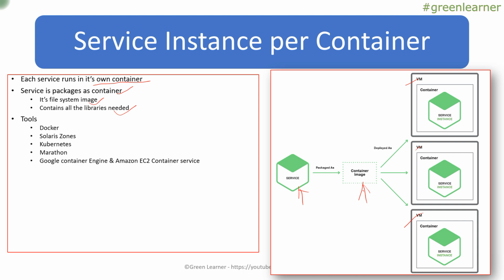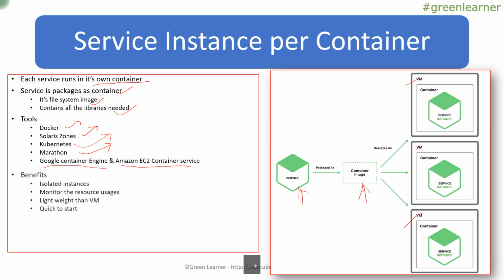There are different tools for this container technology. The first and very popular one is Docker. Then we have Solaris Zones as well. We have Kubernetes, which is the orchestration framework that can help us efficiently use these containers. We have another framework, Marathon. We have Google Container Engine. We have Amazon EC2 Container Service as well. So let's see the benefits.